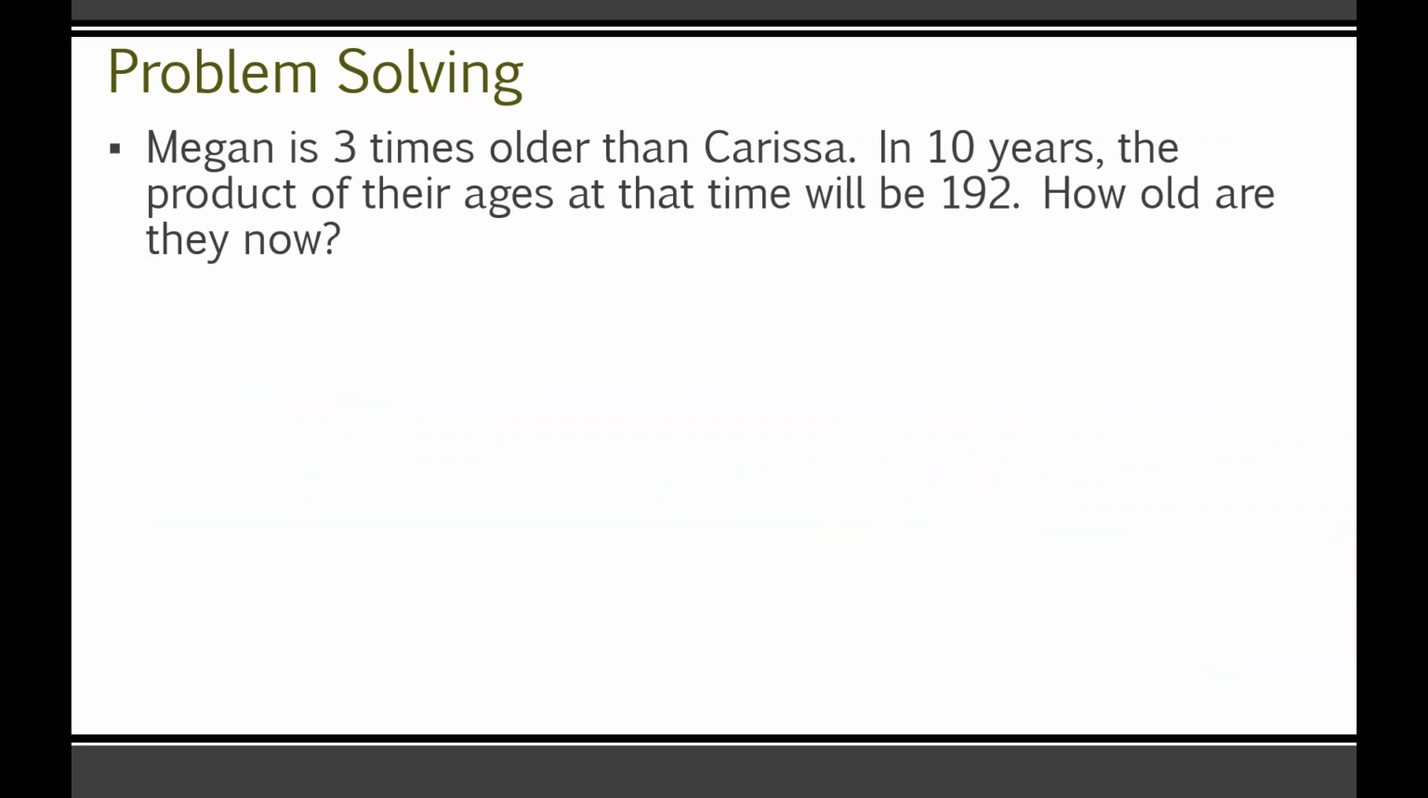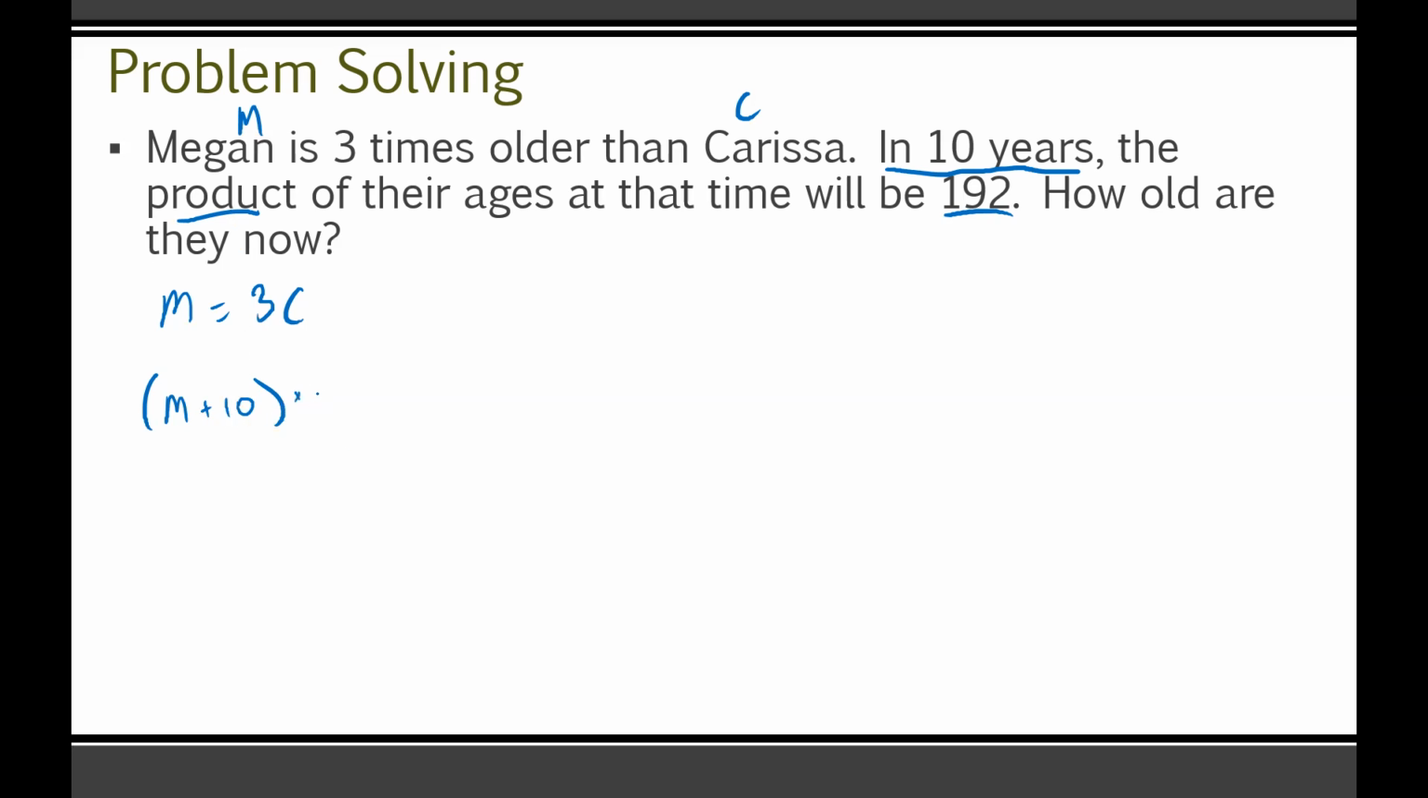In 10 years, the product of their ages, so if you multiply their ages together in 10 years, the product of their ages at that time will be 192. How old are they now? Let me show you how I'd go about doing this. Let's suppose we say Megan's age is M, Carissa's age is C. Right now, we know Megan is 3 times Carissa's age. So M equals 3C. We also know that in 10 years, the product of their ages will be 192. Well, how old would Megan be in 10 years? Well, let's see. If Megan is M years old right now, in 10 years, she'd be M plus 10. Product means multiply.